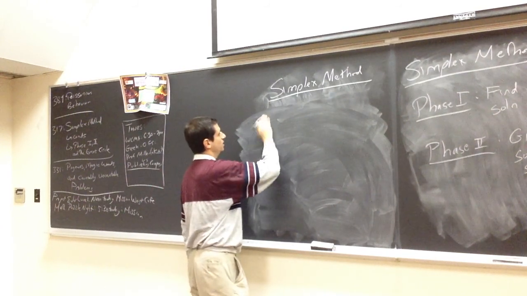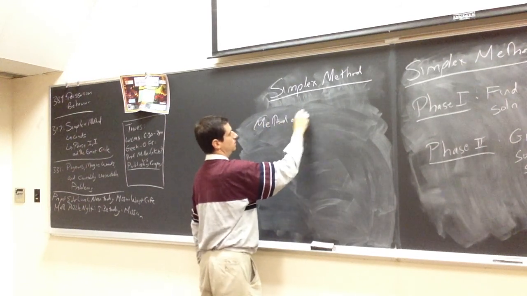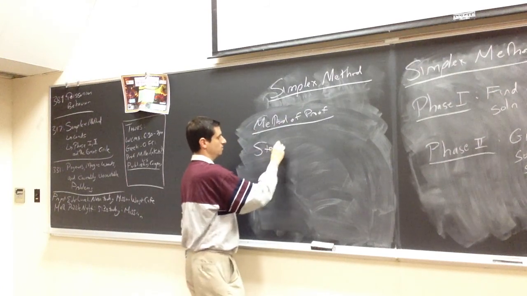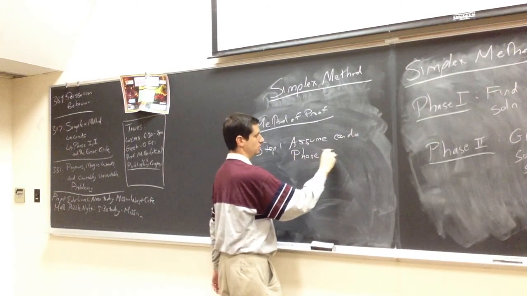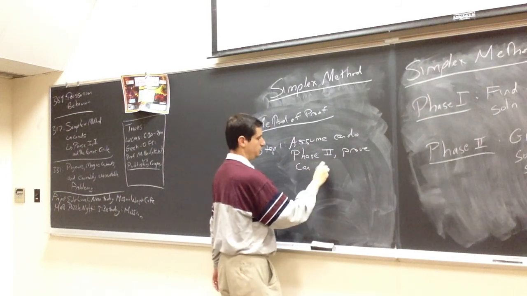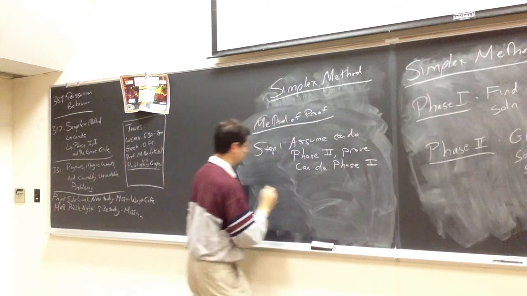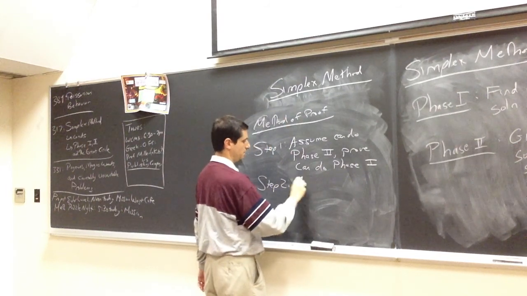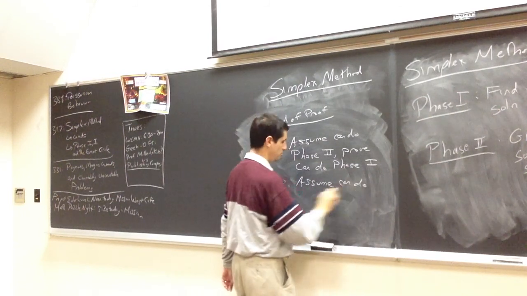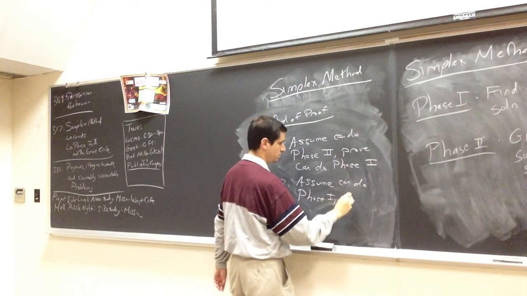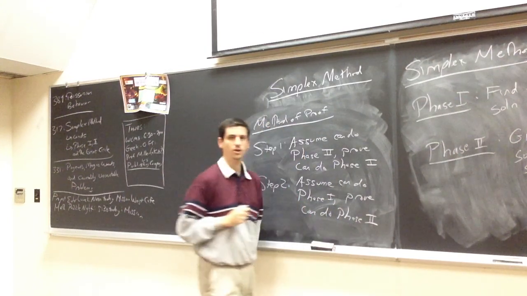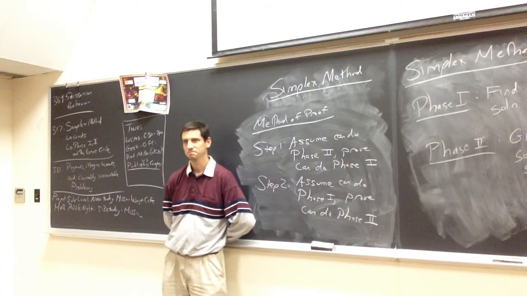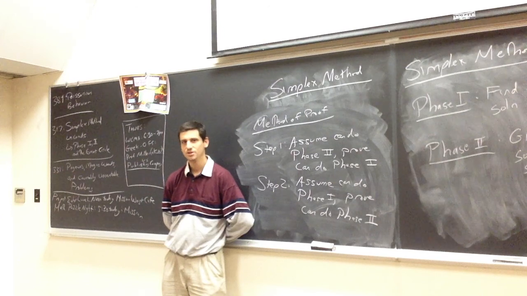So let's say method of proof. Step one: assume can do phase two, prove can do phase one. And then step two: assume can do phase one, prove can do phase two. Okay. So that's the simplex method. This is how we're going to prove it. Any questions?